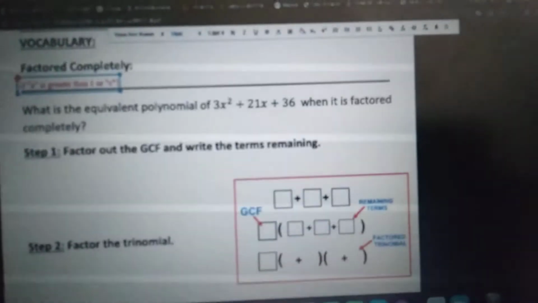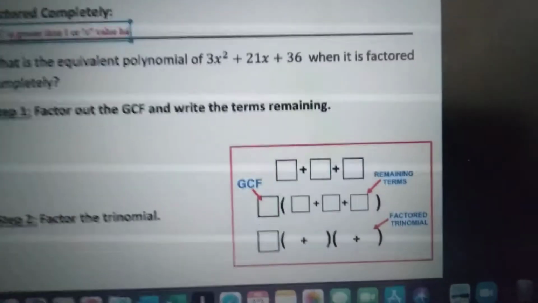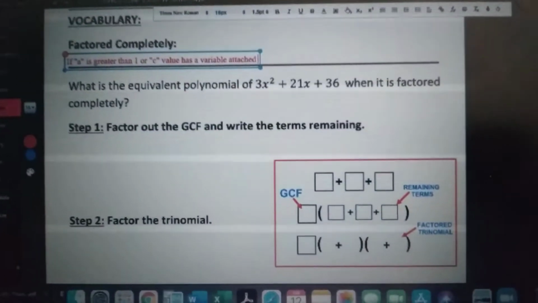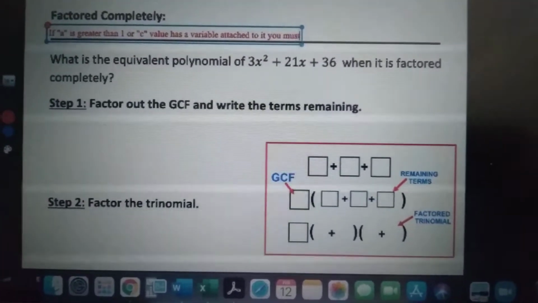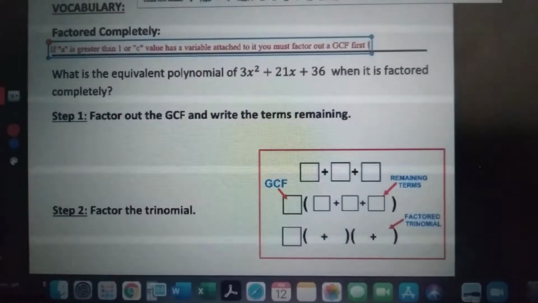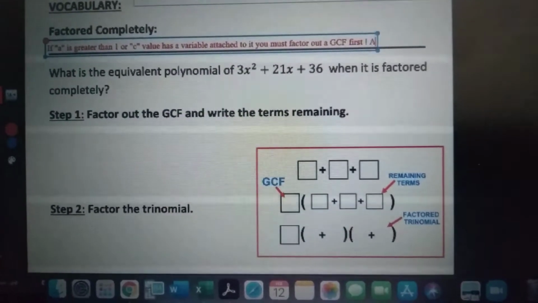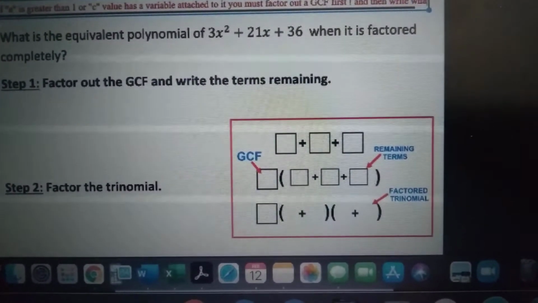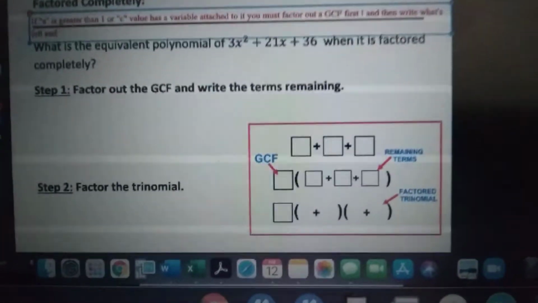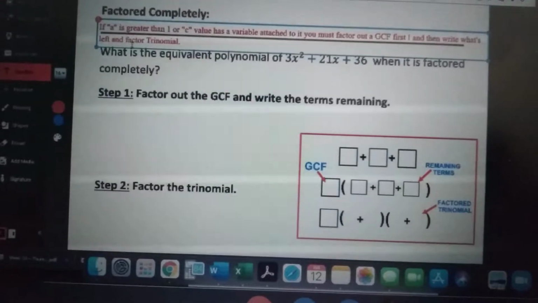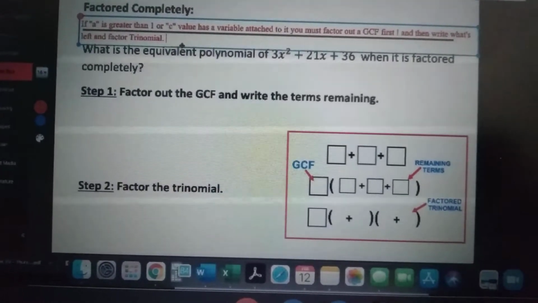If your C value has a variable attached to it, you must factor out a GCF first. Everybody understand? And then write what's left and factor the trinomial. Everybody understand? So your answer will have 3 things multiplied together.